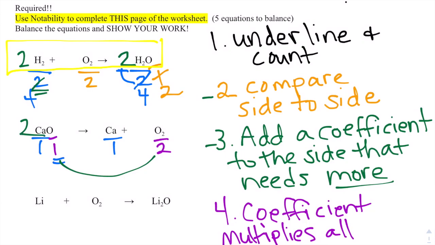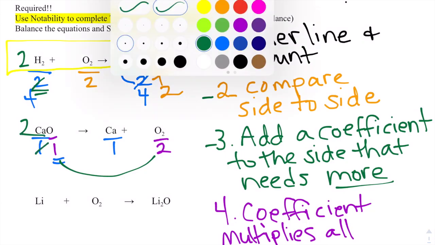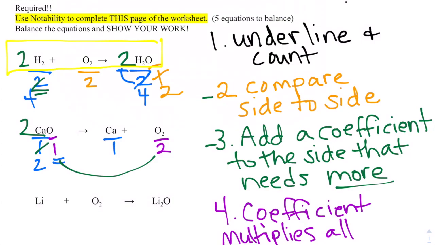2 times 1 means that now the Ca is 2, but that also multiplied the O that I wanted to. So now I need to go back. Sometimes you have to go back and check. Now the 2 and the 1 are not balancing for the Ca.